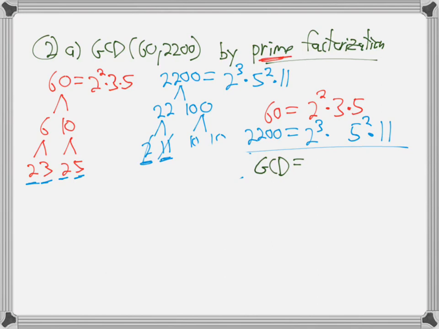common primes. So in other words, the 60 has 2 2s, and the 2200 has 3 2s. How many 2s do they have in common? 2 2s. Are you with me? They both have 2 2s, don't they? They don't both have 3 2s. And they both have at least 1 2. Am I confusing you? So no, the most they both have is 2 2s. That's the most they have in common. So that's what you take. You take the greatest amount in common.